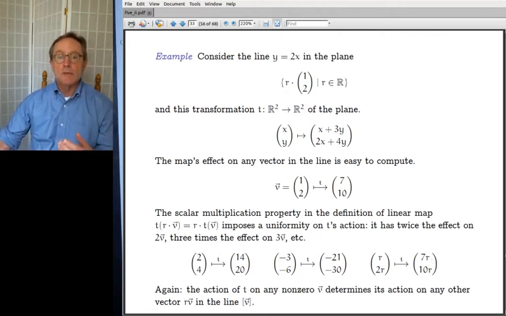That's how a person makes the abstract concrete. That's how a person wraps their mind around the abstract, by having a bunch of concrete examples in their head. The action of T on any non-zero vector determines its action on any other vector in the line. I wrote the line as the span of v, imagining that v is a non-zero vector. So if you know what happens to (1, 2), you necessarily know what happens to (2, 4), and what happens to (-3, -6), and so on.